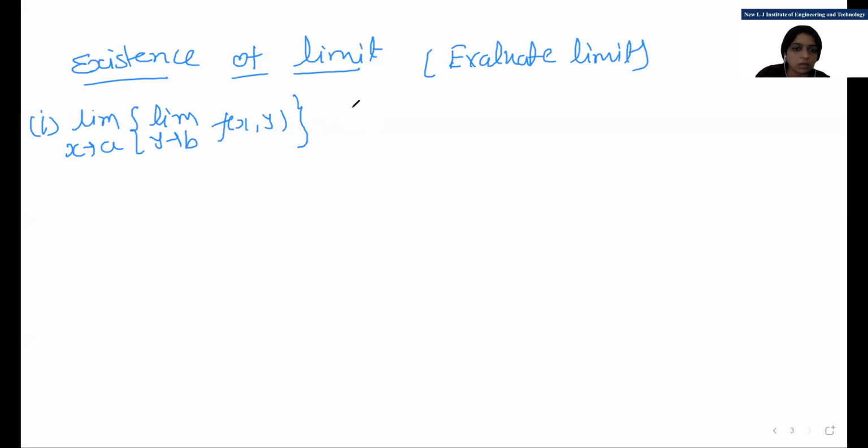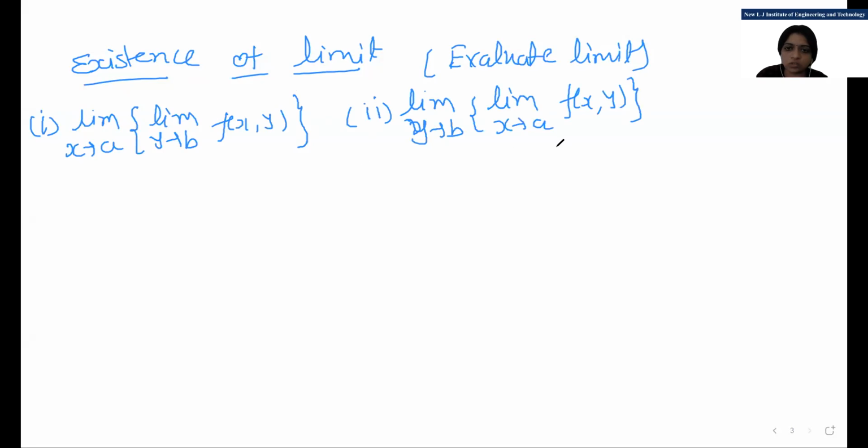Now, second step is limit y tends to b, in the bracket limit x tends to a, f of xy. Okay, this is your second step.